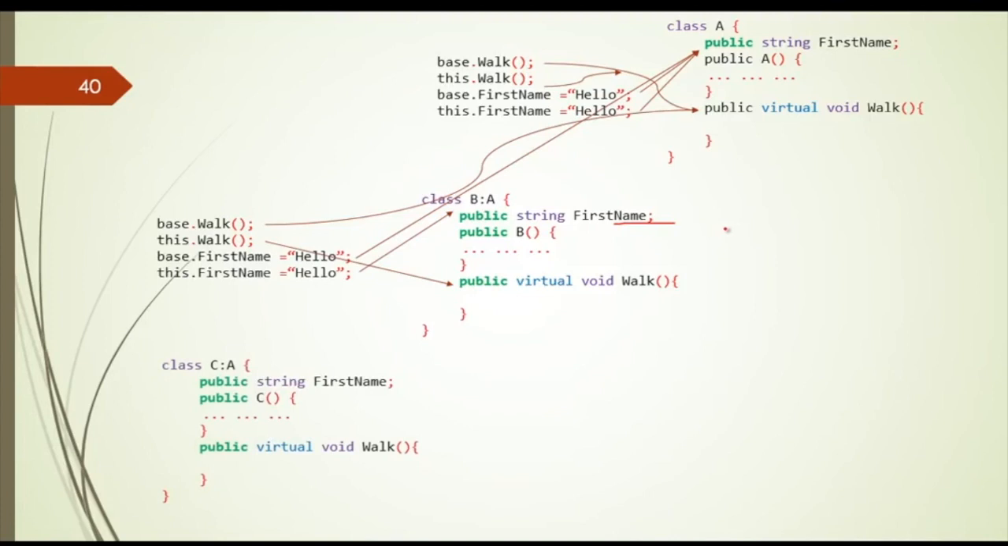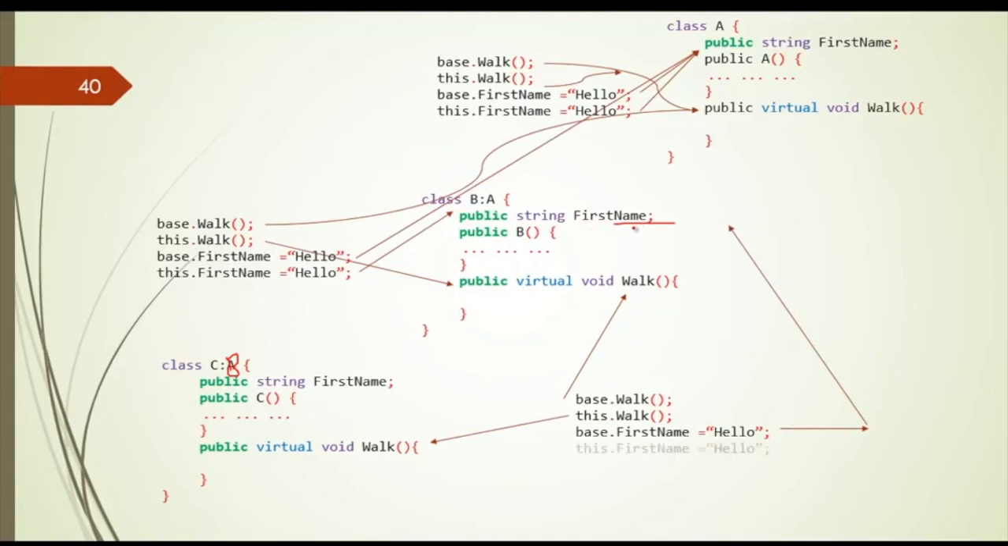So let's say I have class C, which is inherited from class B, of course. So I made a mistake. Let's pretend that it's really inherited from class B. And when we call that base.walk, it will call the base method of its parent class. And this means this method, and base means the parent class's method, and this means this class's method. That's it. So this is about the base and this example, and how they differ from one another.